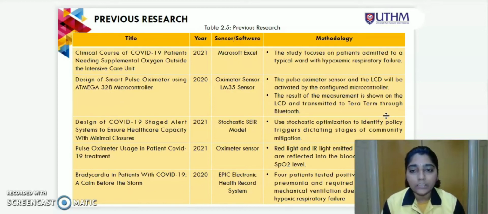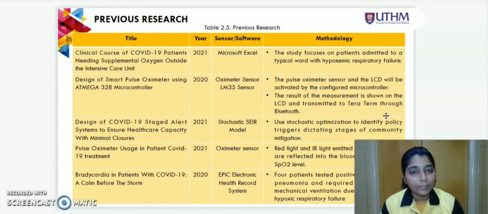So the third research is the design of COVID-19 stage alert system to ensure healthcare capacity with minimal closure. This study has used stochastic SEIR model, and the use of stochastic optimization is to identify the policy triggers dictating stages of community mitigation. The fourth research would be the pulse oximeter usage in patient COVID-19 treatment.